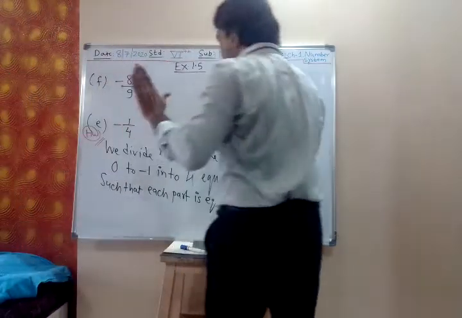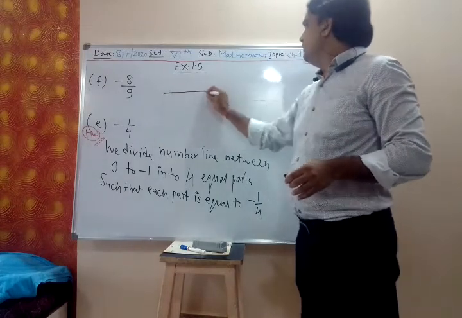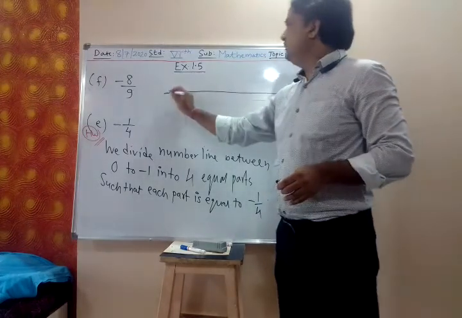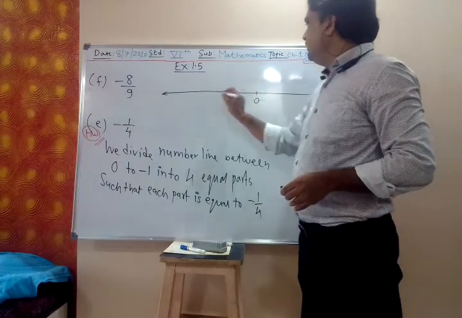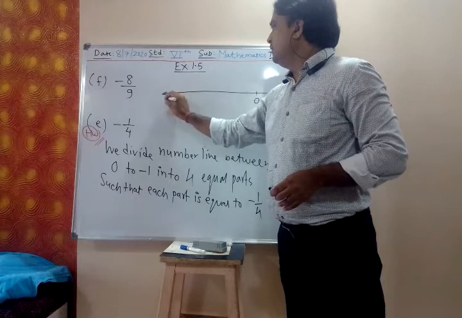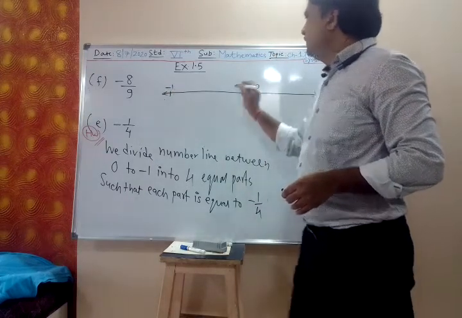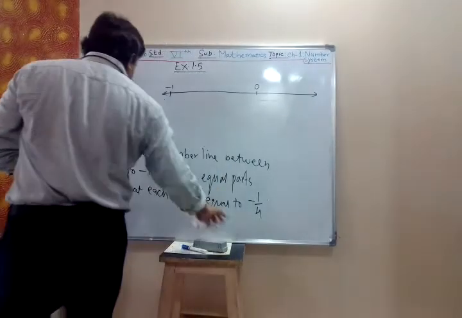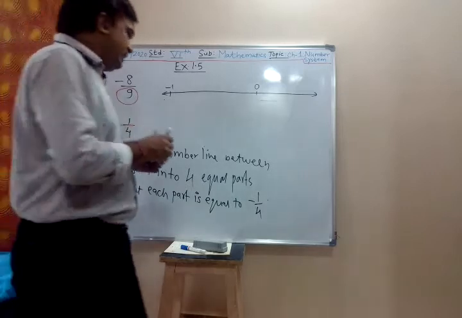Let me do this part. Minus 8 upon 9. Now the number is negative, so I will divide the number line between 0 to minus 1. Into how many equal parts? 9, because the denominator is 9.